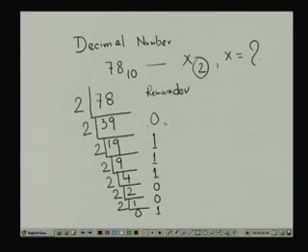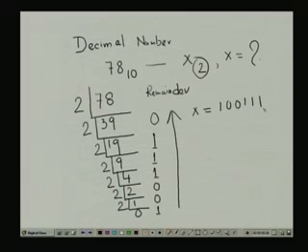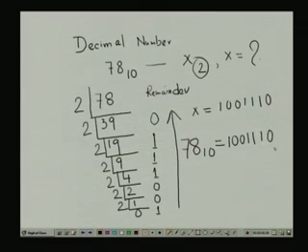Now, as it is an integer, I will take the remainders in reverse. My x is 1 0 0 1 1 1 0. So it means that 78 in the decimal number system is converted to 1 0 0 1 1 1 0 in the binary number system. So this is how I do it for a decimal integer.